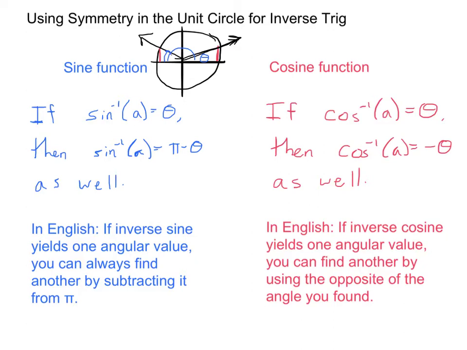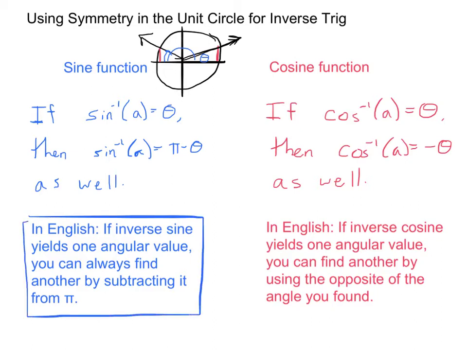The idea is that halfway around the circle is pi, so if you subtract off the original angle, this part that you have here will effectively be pi minus theta. If you're struggling to understand that, you might rewind and think through that again. If you think you've got it, or if you want to just move on, in English, the whole idea is that if you have the inverse sine and that gave you one angular value, you can find another one by subtracting the angular value you found from pi.